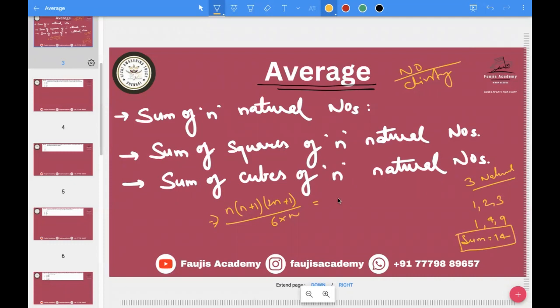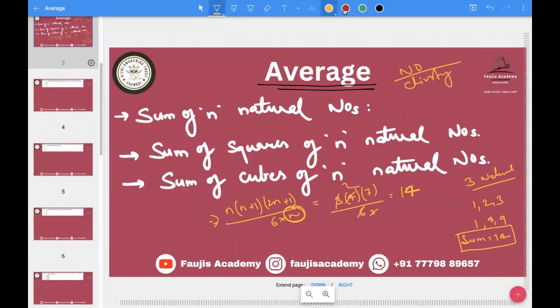Which means n is 3, n into n plus 1, that means 4, 2n plus 1, that means 6 plus 1, 7, by 6. Right? 7 by 6 times 12 gives 14. Up till this, nobody has any doubt. And what I was saying is, if we divide it by n, will we get the average of all this?